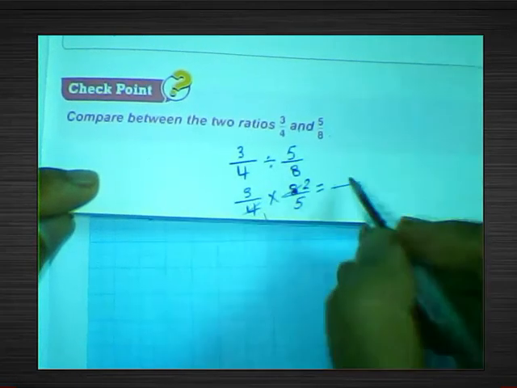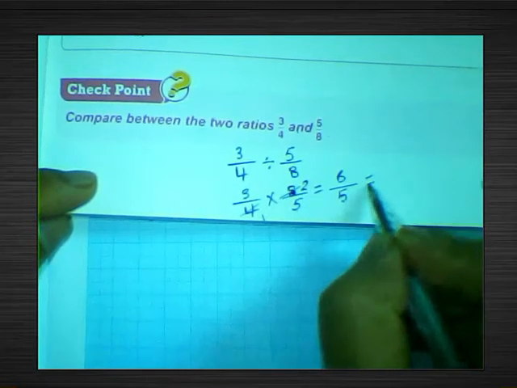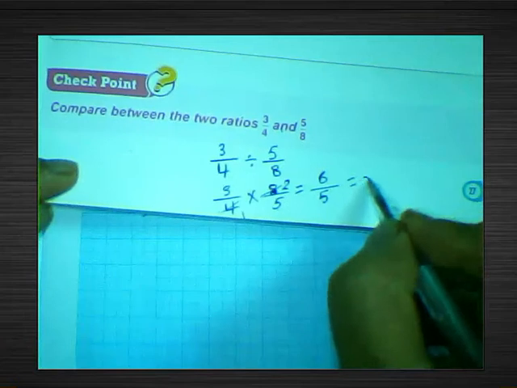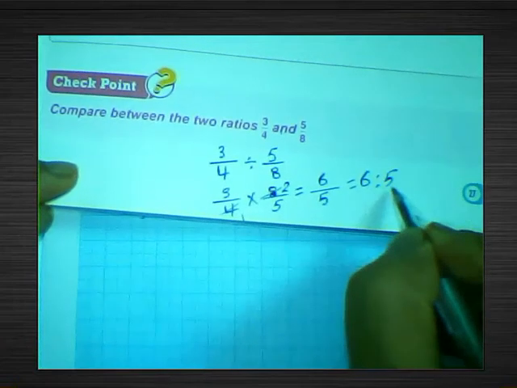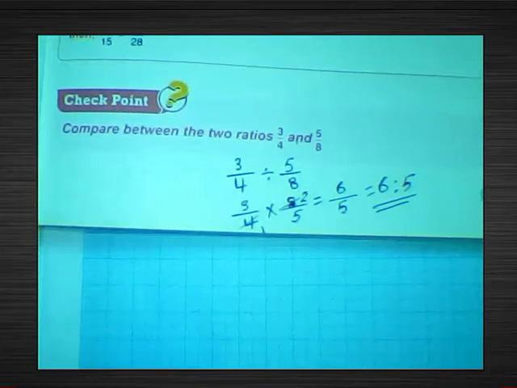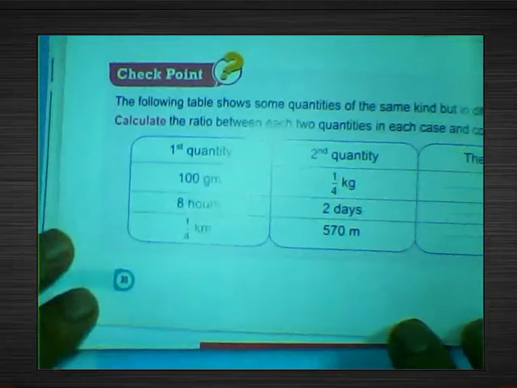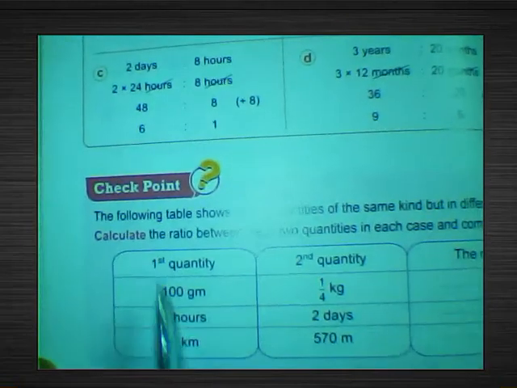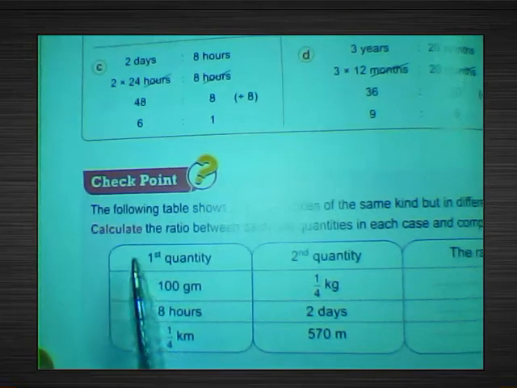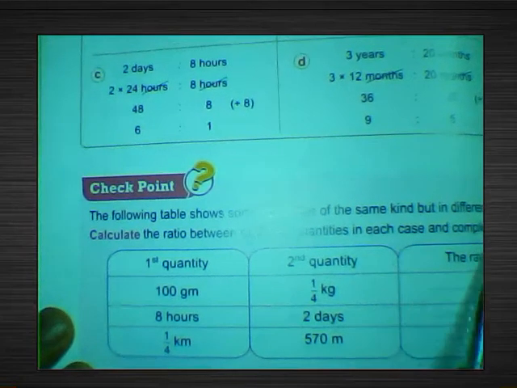2 times 3 equals 6. 1 times 5 equals 5. So the end step is 6 to 5. It's the ratio. It's okay for you? Okay, another example. Look at this table. Calculate the ratio between each of two quantities in each case and complete this table.